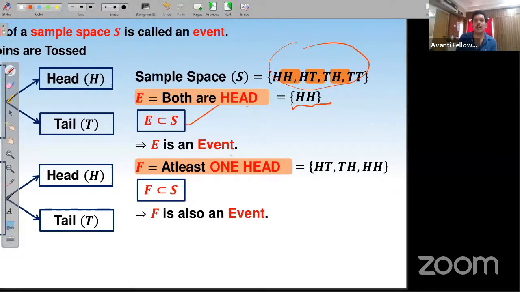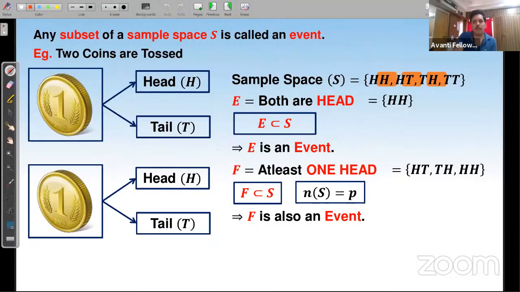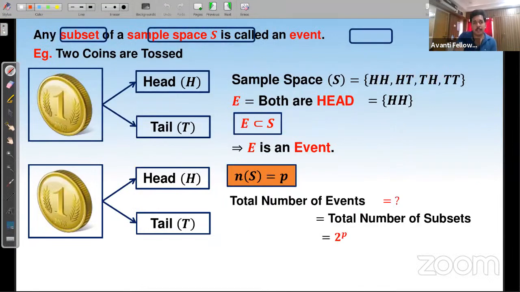And if I'm talking about one head, then these three outcomes are also a subset of my sample space. So an event is always a subset of the given sample space, right? A subset of a sample space is called an event. You can say it like that, okay? A subset of a sample space is called an event.